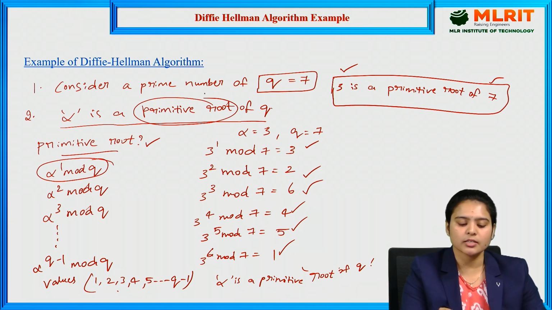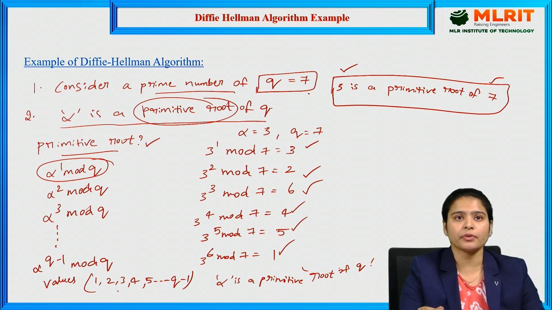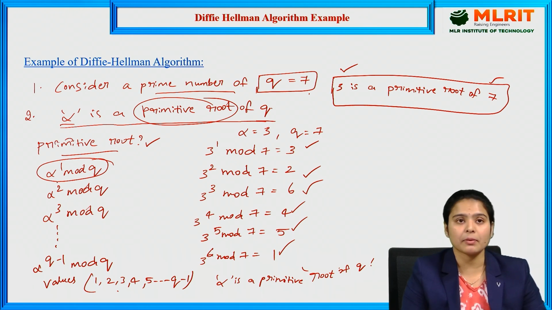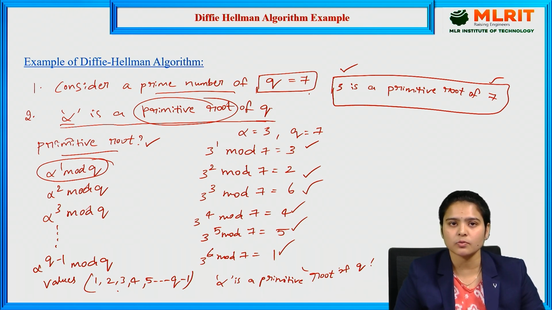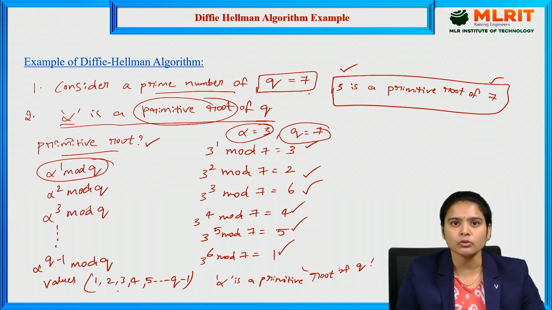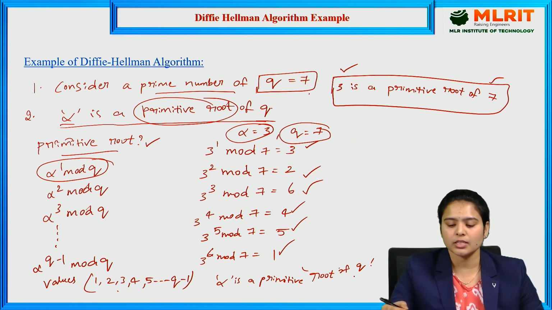First we need to consider the prime number. We need to take the Q value, such that we need to find the primitive root. We have taken alpha and Q. So primitive root is alpha power 1 mod Q, such that we need to find up to alpha power Q minus 1 mod Q. So we have substituted by taking alpha equals 3 and Q equals 7 in this formula. We got the values 1 to 6. Hence it is proved as a primitive root of Q. It is nothing but 3 is a primitive root of 7.